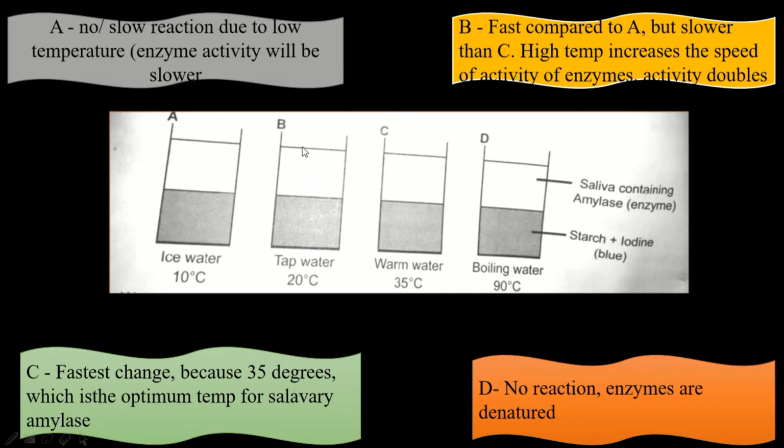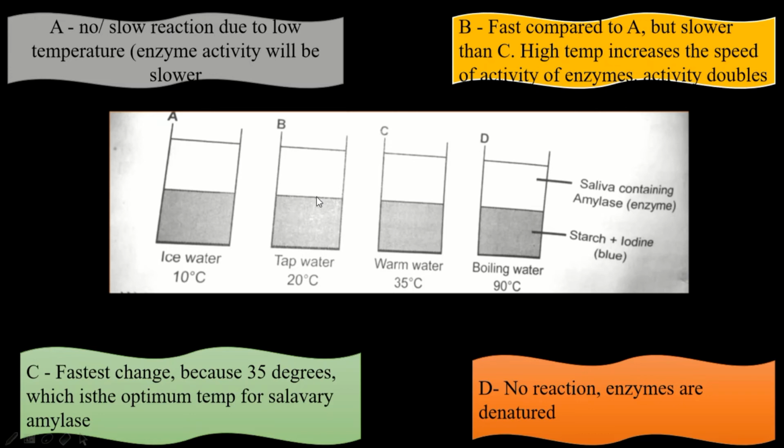The reason why the reaction is faster as compared to test tube A is because high temperature increases the speed of the activities of our enzymes. Remember, we were at 10 degrees Celsius and then we moved to 20 degrees Celsius. This means that we increased by 10 degrees Celsius. Because we increased the temperature, we have increased the activities of our enzymes in test tube B.